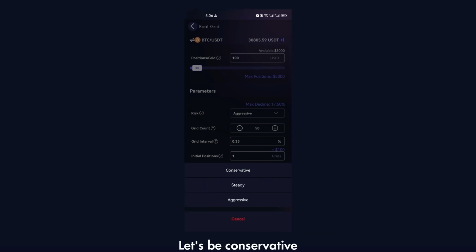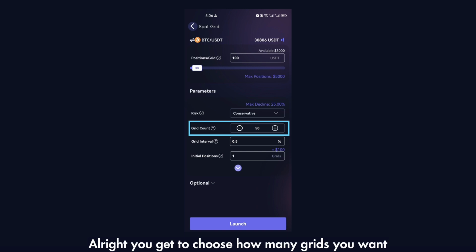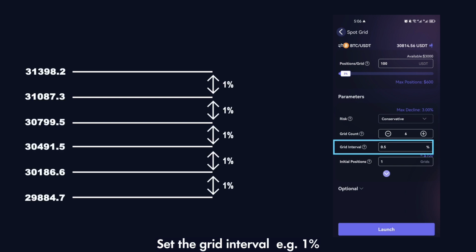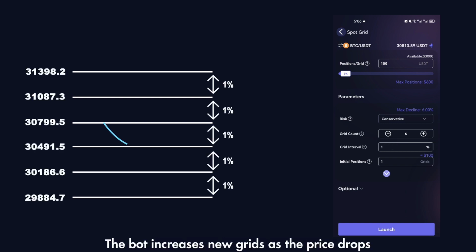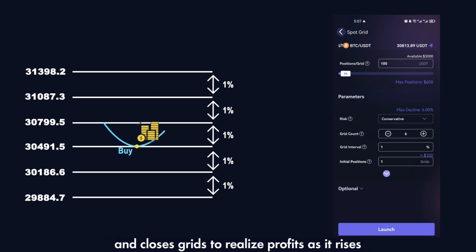Let's be conservative. Alright, you get to choose how many grids you want. Let's go with 6 and we'll draw the grids like these. Set the grid interval, for example, 1%. The bot increases new grids as the price drops, and closes grids to realize profits as it rises.